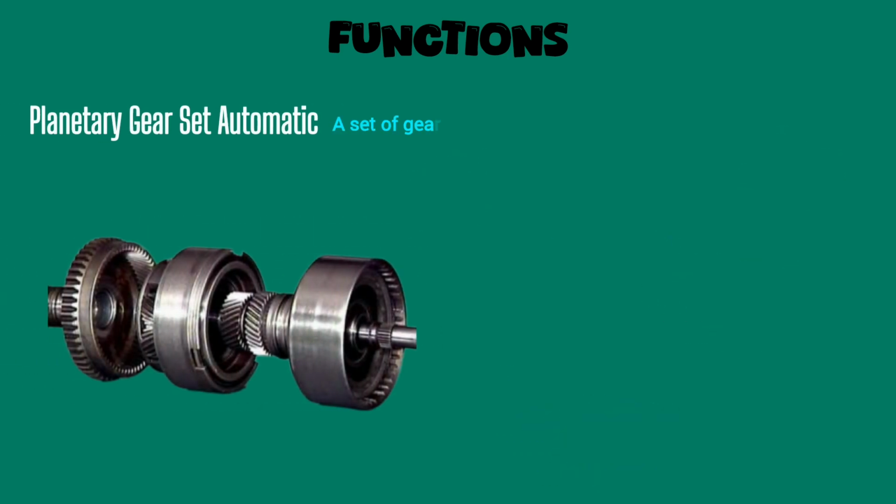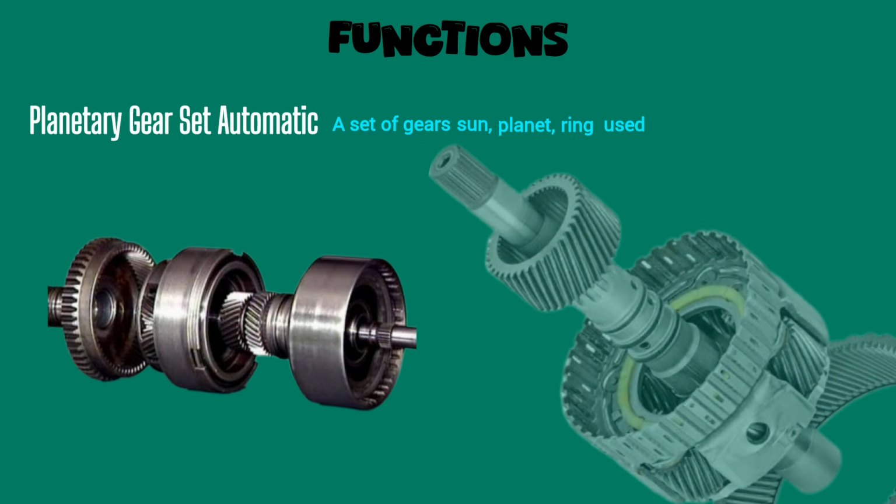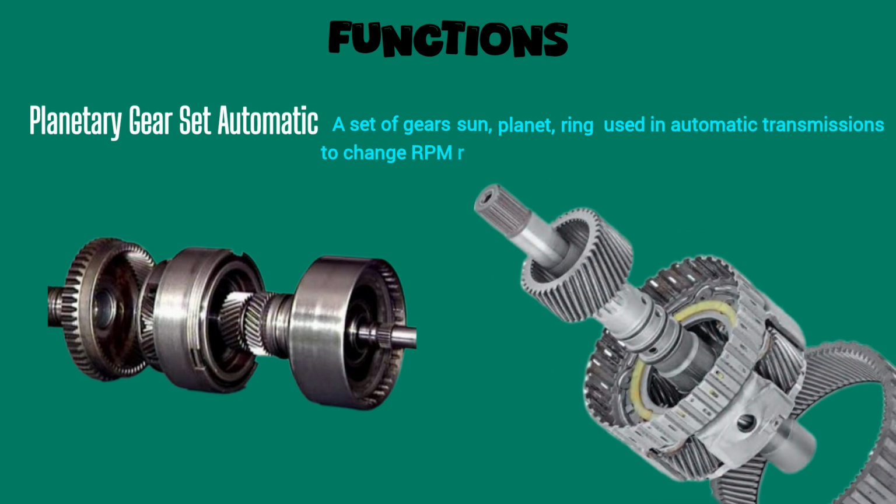Planetary gear set, automatic: a set of gears, sun, planet, and ring, used in automatic transmissions to change RPM ratios.